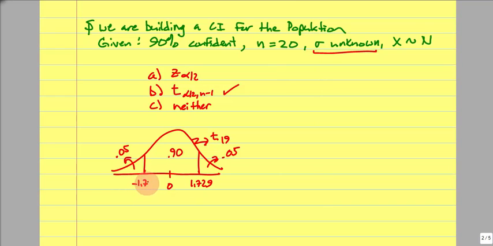And this is the value that I would use to build my confidence interval. So this ended up looking like t 0.10 divided by 2.